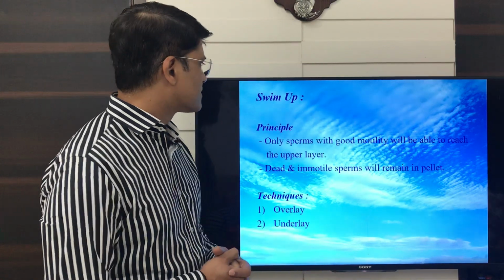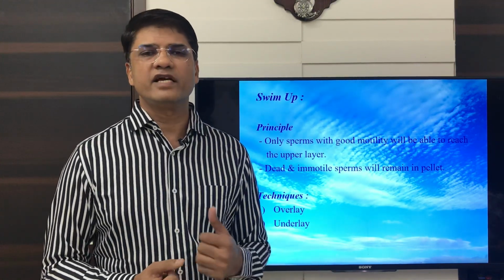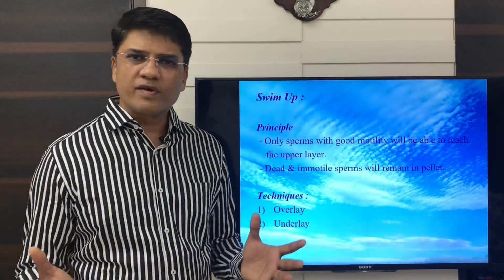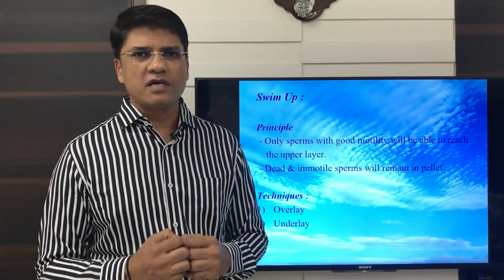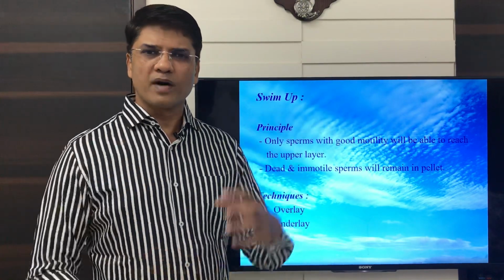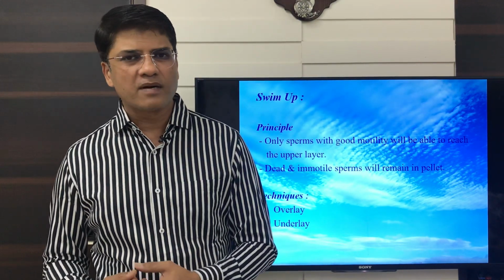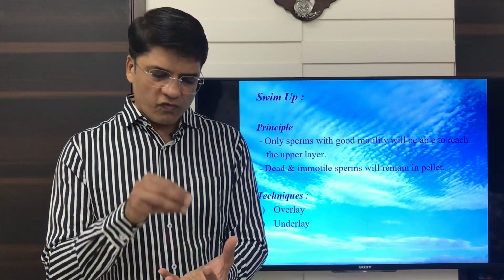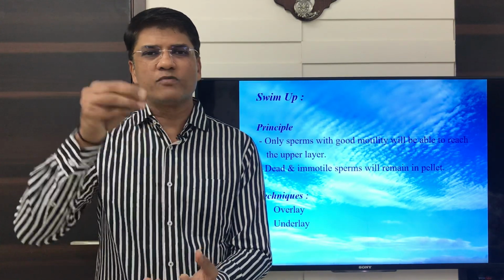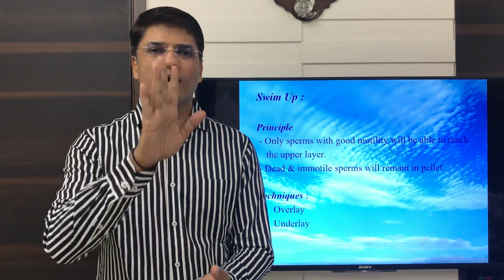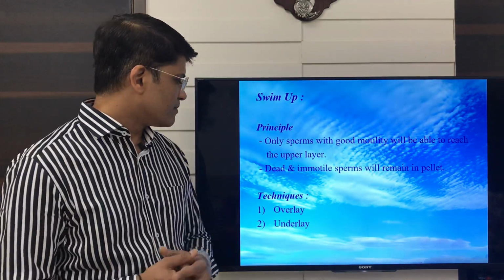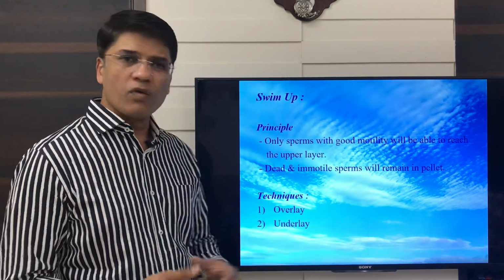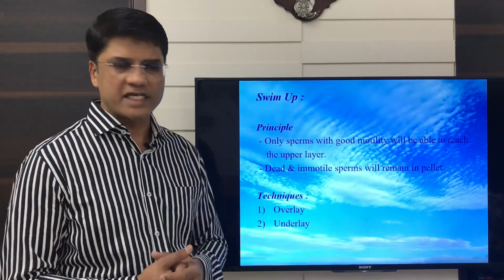So, if we have decided to do swim up, let us come to the principle. Now, what happens in the swim up? The concept in swim up is we try to accumulate all the sperms, good sperm, bad sperm, dead sperm, at the bottom in the pellet. And from that, we allow only good sperm to get separated as they swim up. That is the principle behind it. There are 2 techniques in use, overlay and underlay. The commonest is overlay, which I am going to explain.